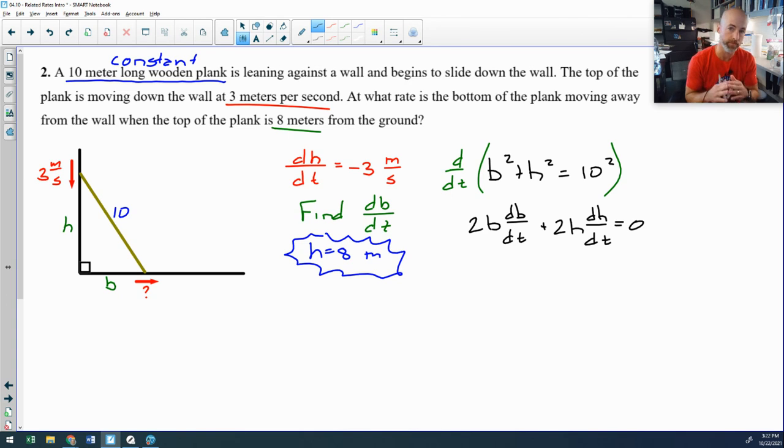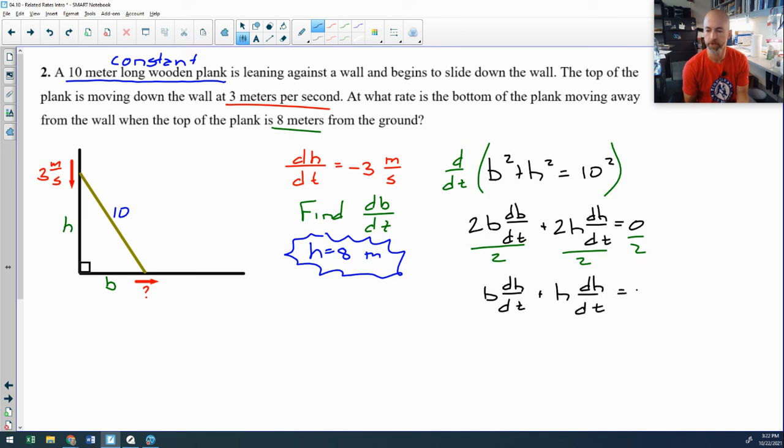And for Pythagorean theorem problems, before I start plugging in numbers, I can do one tiny thing to clean this up a little bit. I could divide everything by 2. And if I divide everything by 2, that makes my derivative just a little bit cleaner. So there is my derivative, and now I'm ready to start plugging in everything I know.